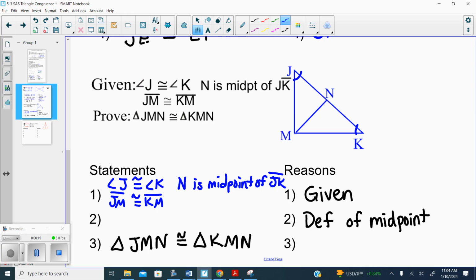Because we're adding a new reason tomorrow. So now it's not all just SAS. Tomorrow we're adding another new reason. So now you're going to have to pick and choose which reason it is. That's why marking your picture is the best.